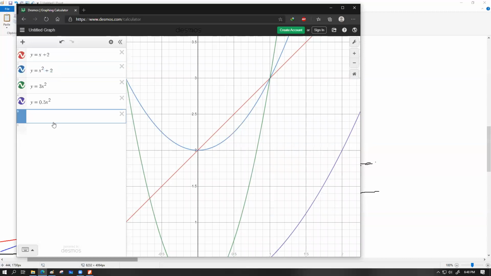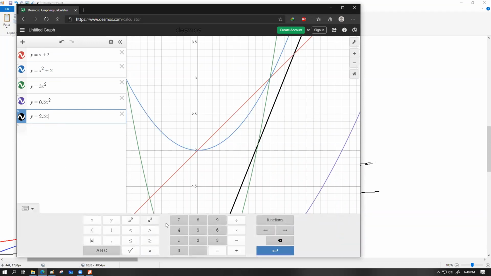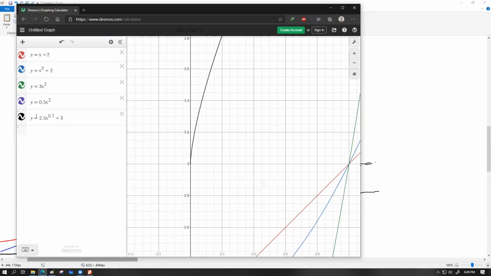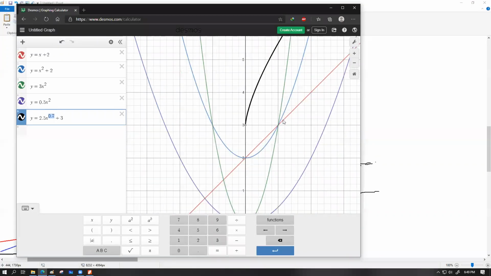For example, if I write an equation that looks like y equals to 2.5 x to the power 0.7, so this power is less than 1, so this should be decreasing gradient. Let's say plus 3. So you can see what is happening. This graph is starting from the 3 point. This is the black one, because if you place x equals to 0, you will get this one, and then it is starting tangent to the y-axis because this power is less than 1. So this will be slowly losing gradient.